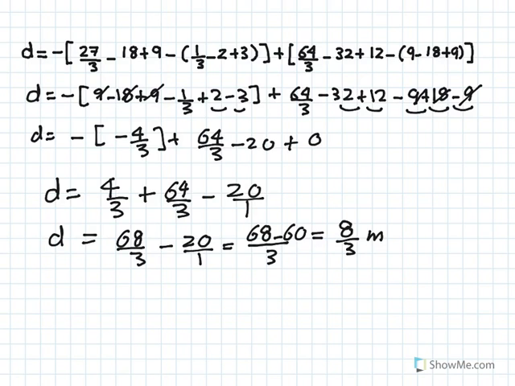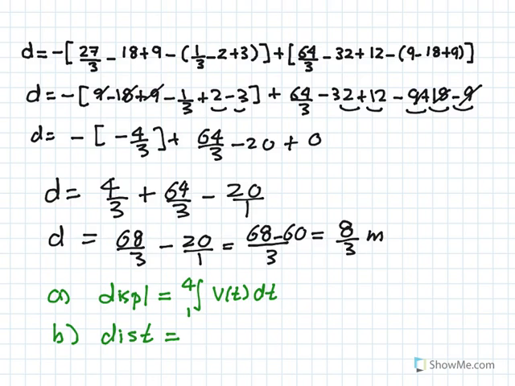So let's do a little bit of review. In part A, we found the displacement using the formula integral from 1 to 4 of v of t dt. In part B, to find the distance, the key distinction here is we integrate from 1 to 4, but we need to put the absolute value of the velocity function, absolute value of v of t dt. And that came out to be 8/3 meters for the distance, and for the displacement, it came out to be 0 meters. All right, thanks.